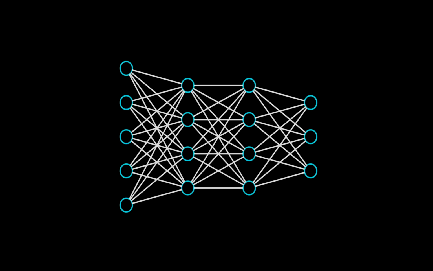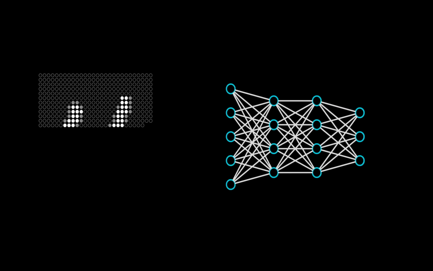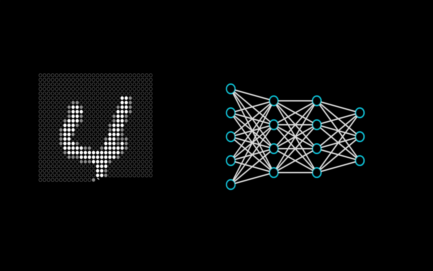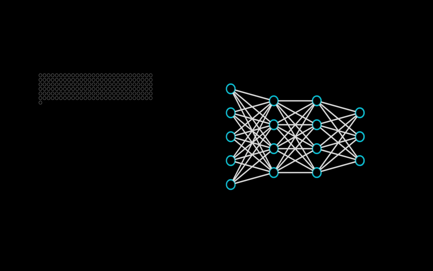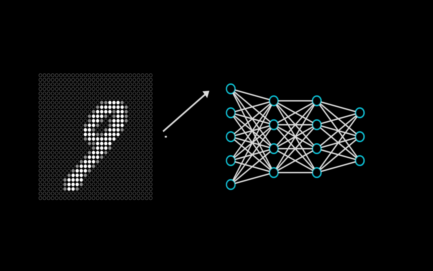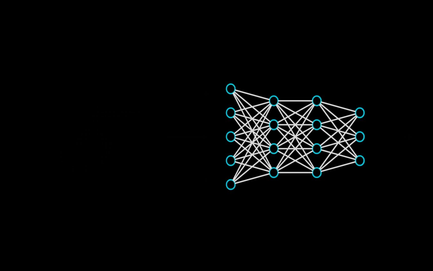Today I will build a neural network from scratch in C++. By the end of this video, we will have a neural network that can recognize handwritten digits. For example, if we input an image of the number 4, it will tell us it's a 4. Or if we give it an image of the number 9, it will output it's a 9. And so on.